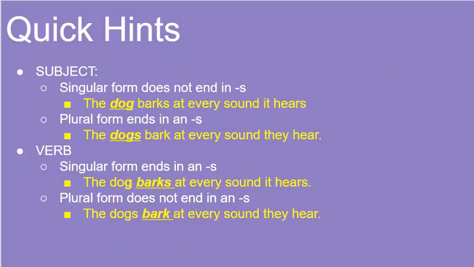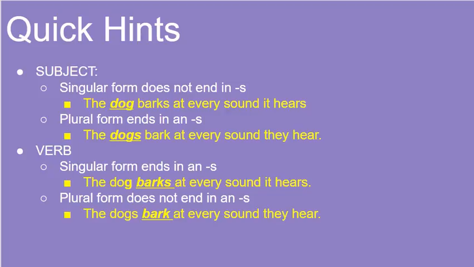Let's look at some quick hints here. The subject, singular form, does not end in an S. A plural form does end in an S. And we have the examples. For instance, the dog barks at every sound he hears. Or the dogs bark at every sound they hear. So the subject has to match with the singular form and the plural form so the subject and verb match together. In the verb, singular form ends in an S.